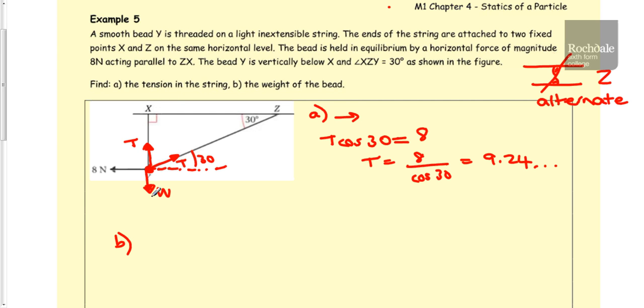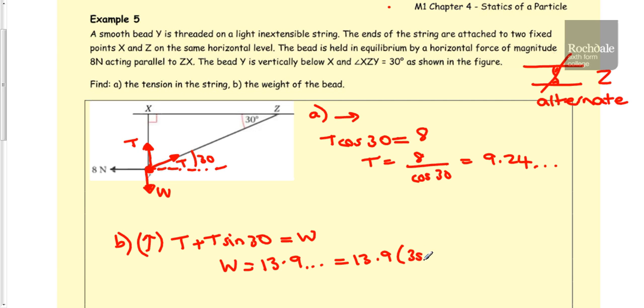We now need to find the weight of the bead. We're going to be resolving vertically. So we've got T upwards. We've also got this other T, which is the same value, but it's going to be resolved, and it's going to be T sine of 30. So they're upwards, and the weight is downwards. Okay, so using your value of T that you've got in part A, substitute it in, and when I did it, I worked out that it was 13.9 something. I haven't actually used the value of G in this question, so I think I'm okay giving answers to 3 significant figures.